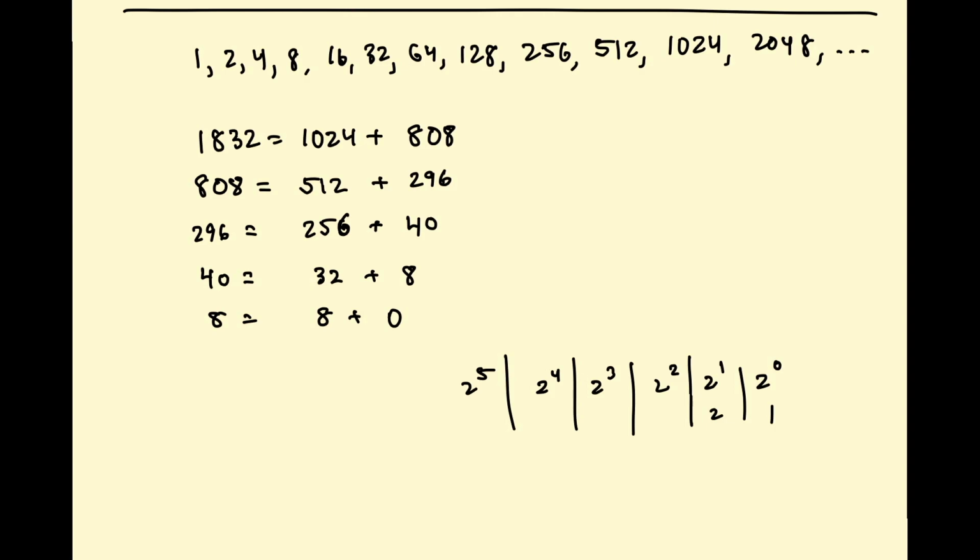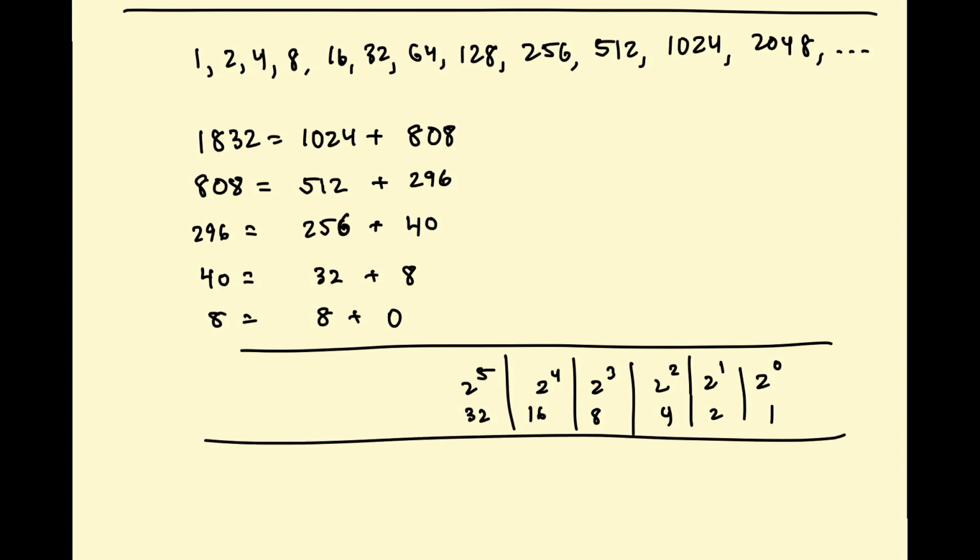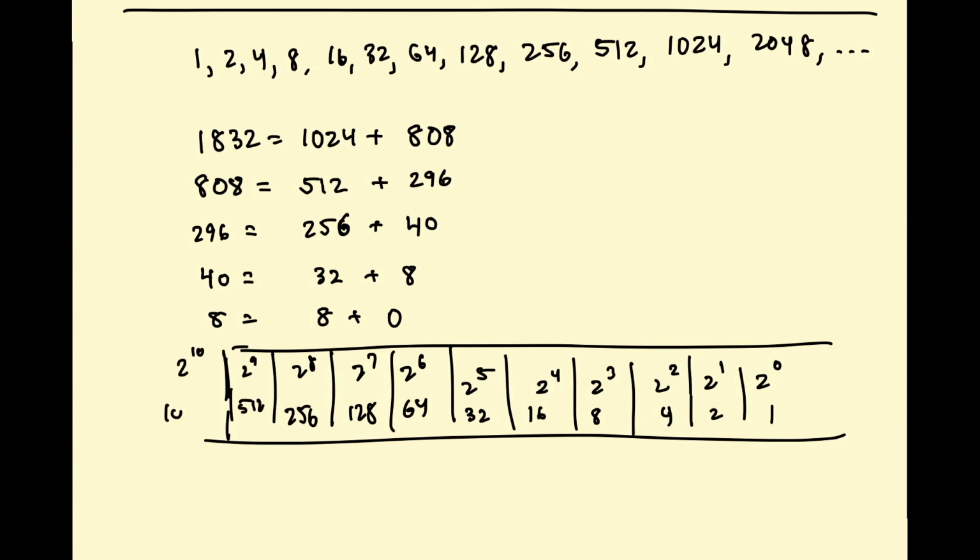So 1, 2, 4, 8, 16, 32, and I need to keep going. All right, 2 to the 6th is 64, 2 to the 7th is 128, 2 to the 8th is 256, 2 to the 9th is 512, and I'm sorry my handwriting is so messy this morning. 2 to the 9th, 512, 2 to the 10th is 1024.